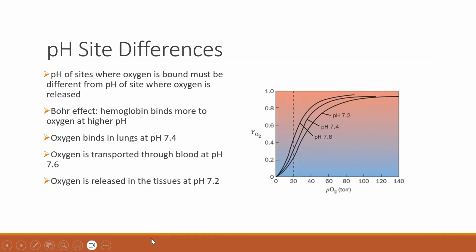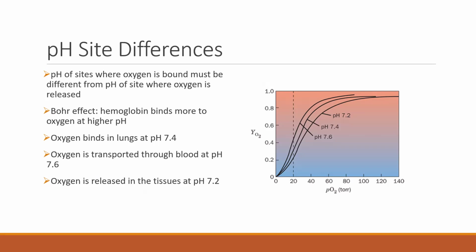So oxygen is bound in the lungs where the pH is 7.4. At this higher pH, oxygen is bound tighter. It is also bound due to the high concentration of oxygen in the lungs. Oxygen is transported through the blood where the pH is 7.6. The higher pH ensures that oxygen stays bound to the heme, despite the fact that there is a relatively low oxygen concentration compared to the lungs.